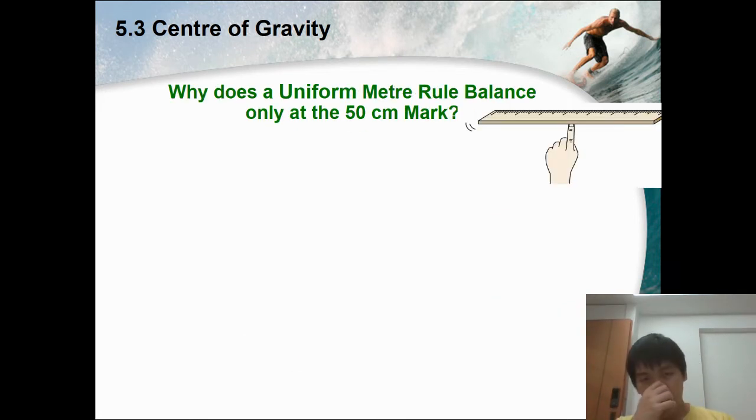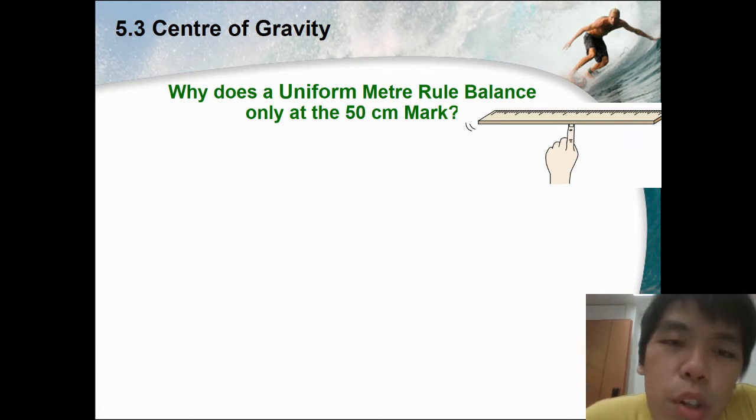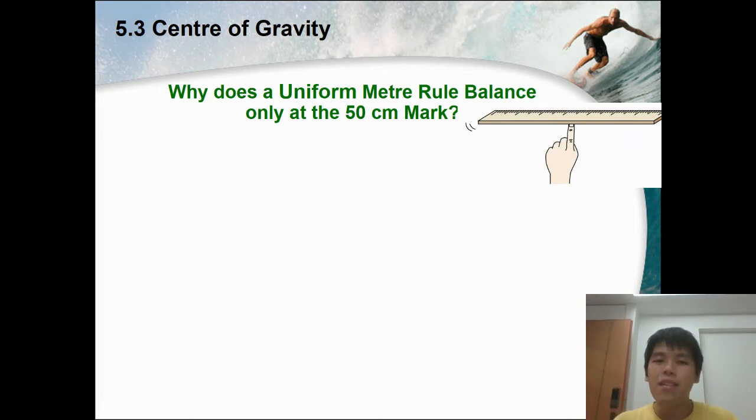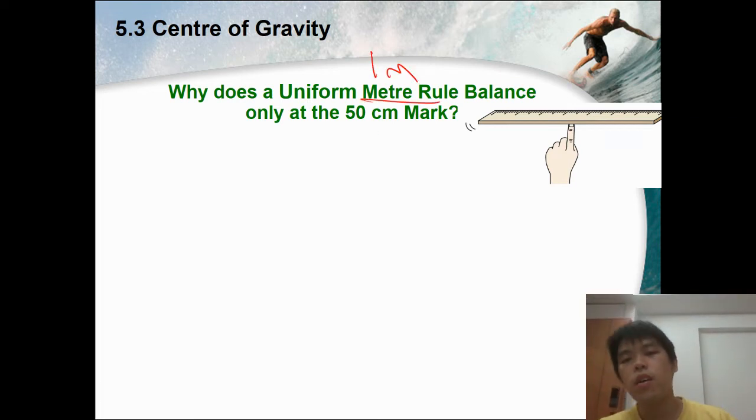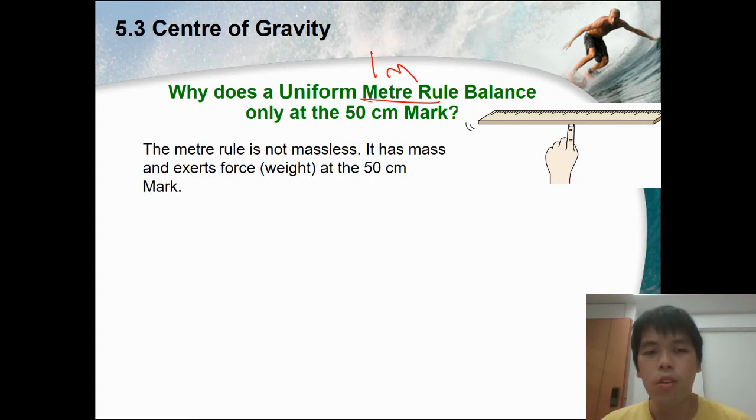All right. So let's ask the question, why does a uniform meter ruler balance only at the 50 centimeter mark? Remember, this ruler is 1 meter. You take your ruler, you place it there, and then you balance. It only balances at the 50 cm mark. If I balance not at the 50 cm mark, what will happen? It drops. Okay, so let's explore this.